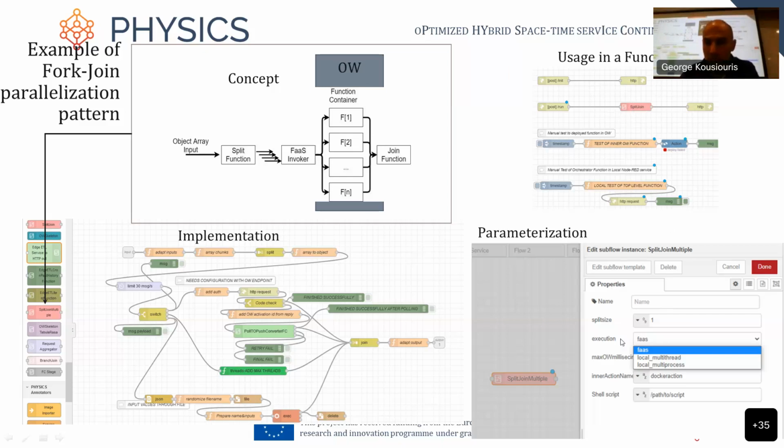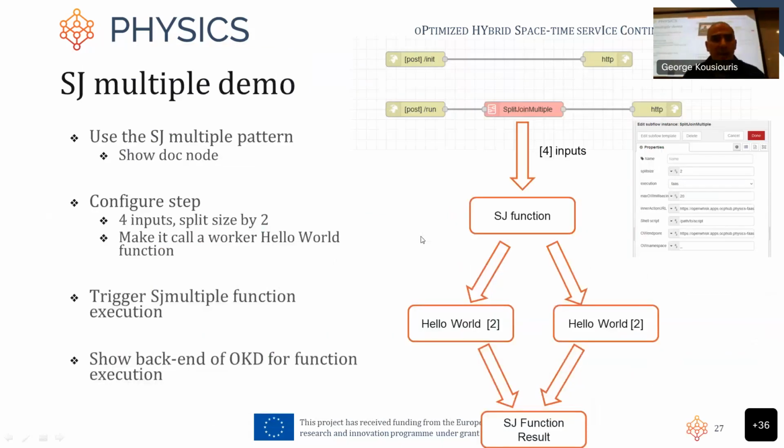And the only thing the developer needs to do in this case is to parameterize the pattern node with relation to a number of configuration parameters, like the split size, what type of execution one wants, whether it wants to be fast or multi-threaded or multi-process inside the same container, what is the inner action to use, and so on. So we have an example of such a demo.